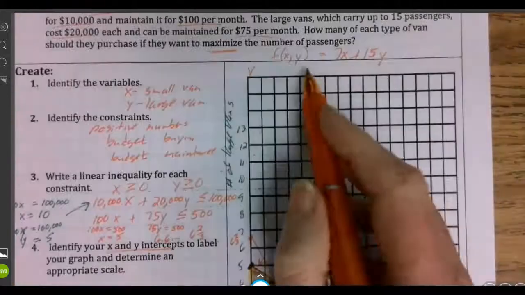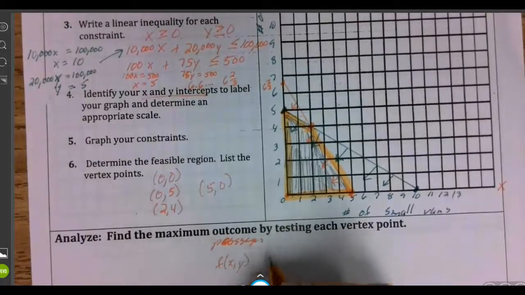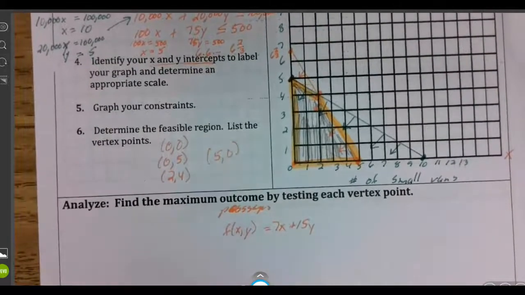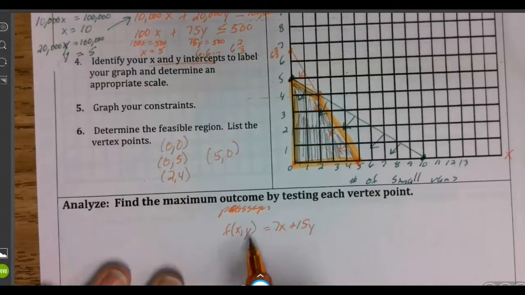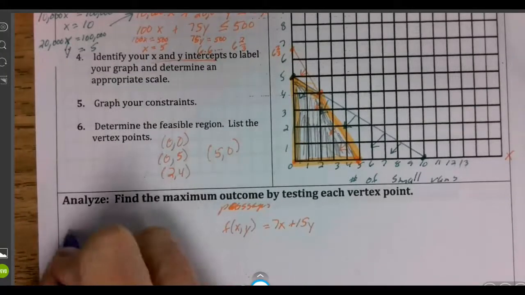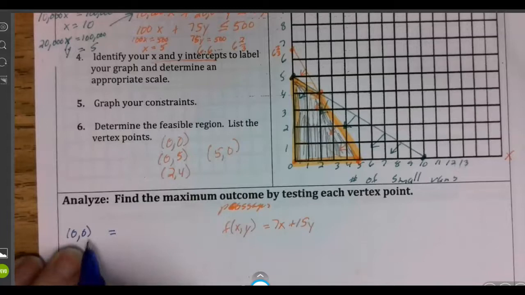We're going to come down here, take this function, f of x comma y, which is 7x plus 15y, and we're going to take all of our vertex points and plug them in there to find out which van we should take. Okay, so here we go. I'm going to start off with the point 0, 0, and I'm going to just plug that in.